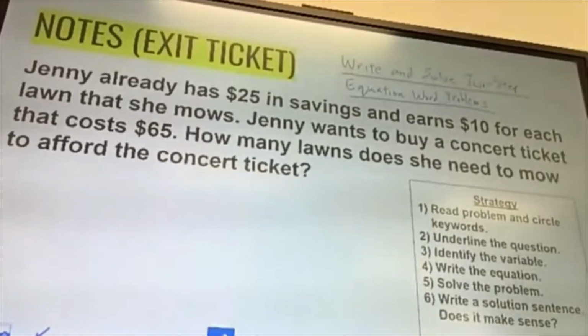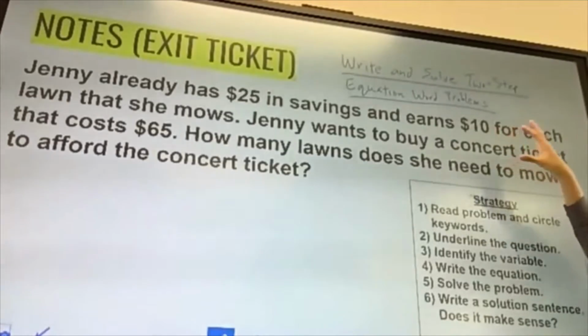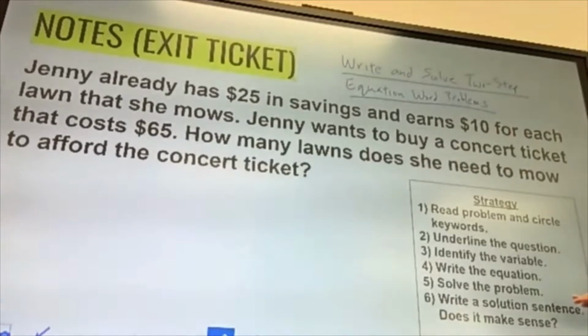After you read the problem, circle the keywords, underline the question so that you answer the question. You have to answer the question. Third, identify the variable. What does the variable mean in this word problem? After that, write the equation. So after you circle and annotate all the keywords, you can start writing down the equation.